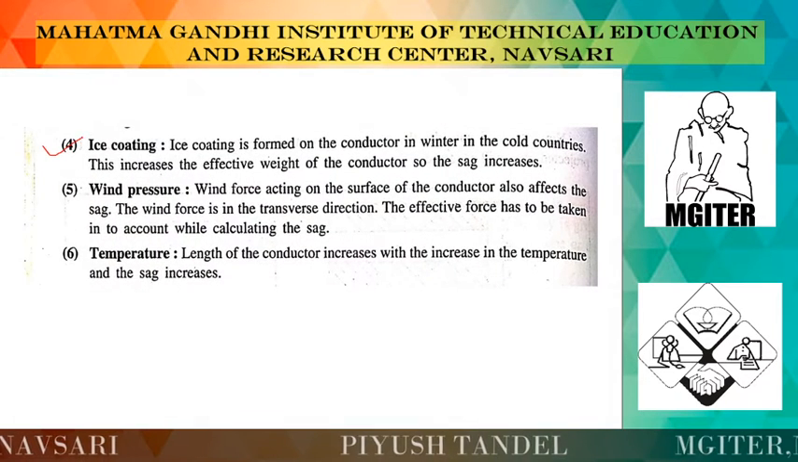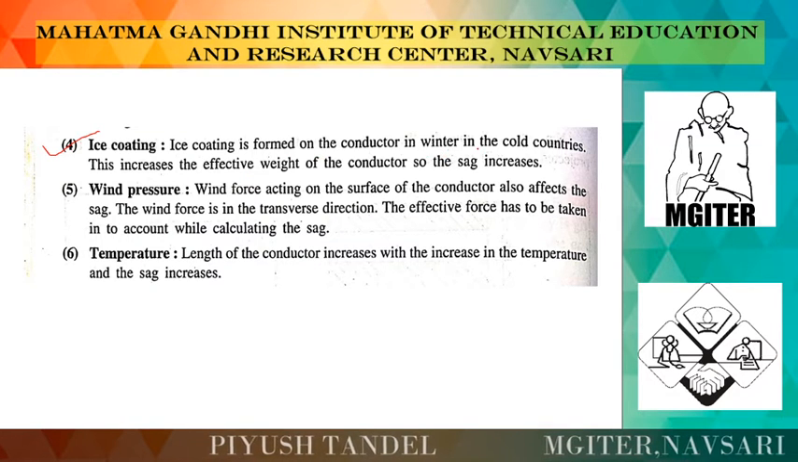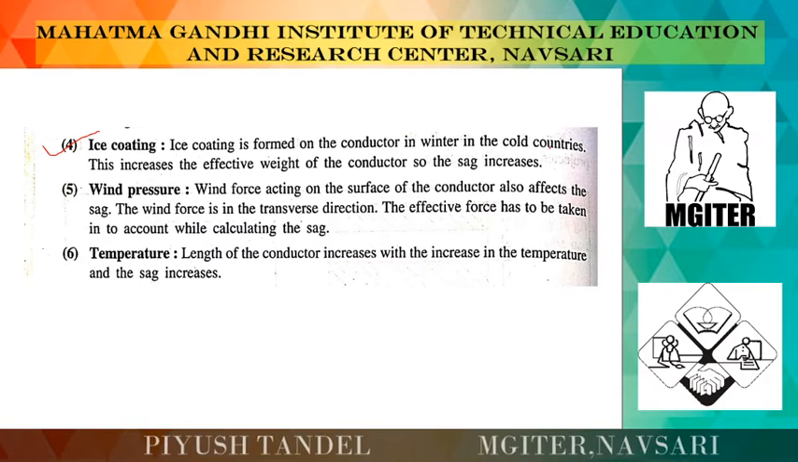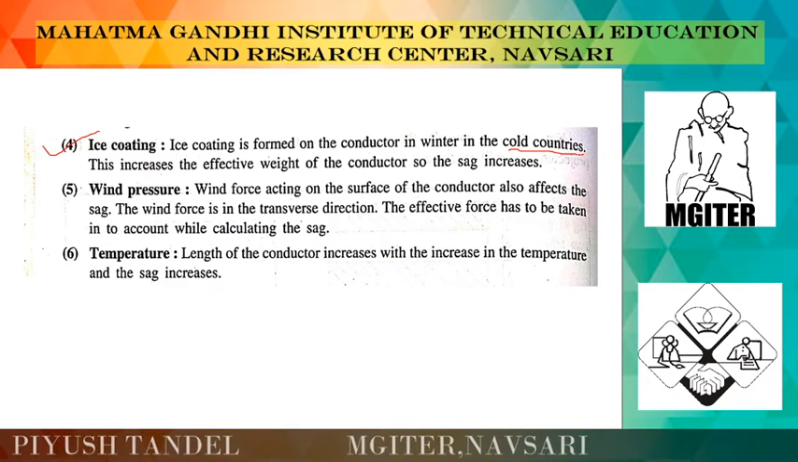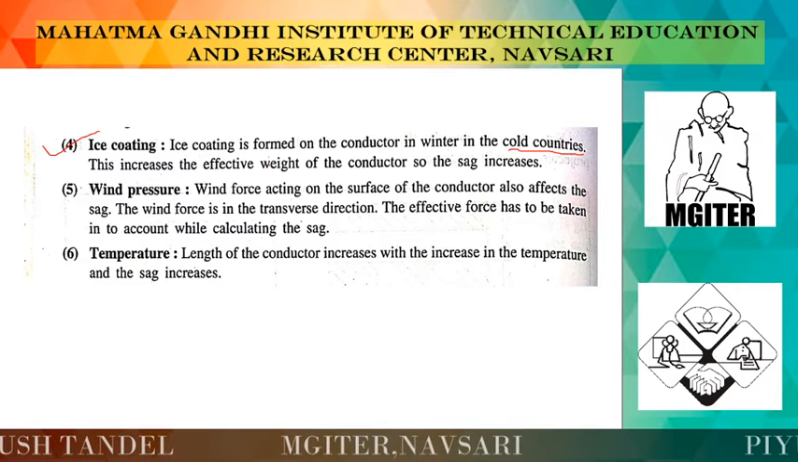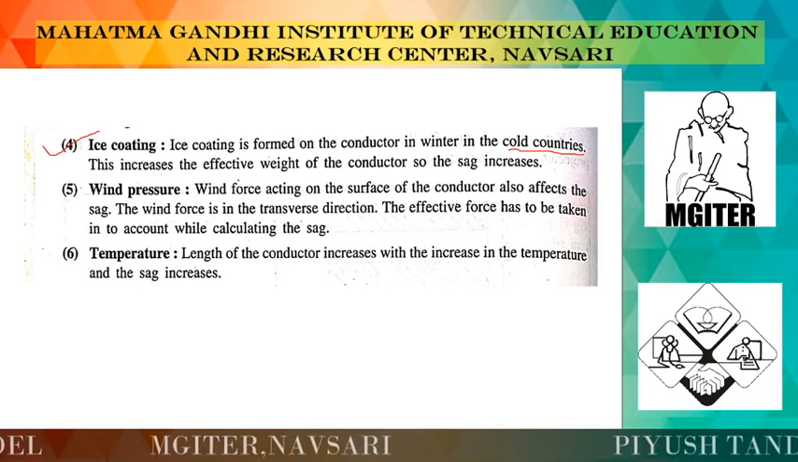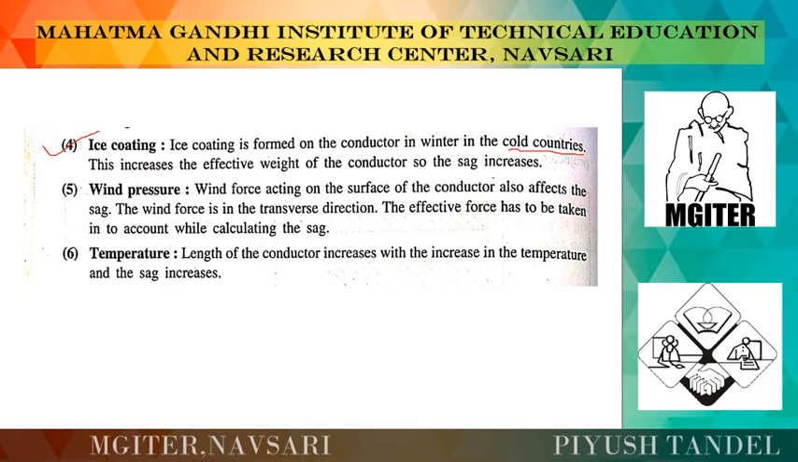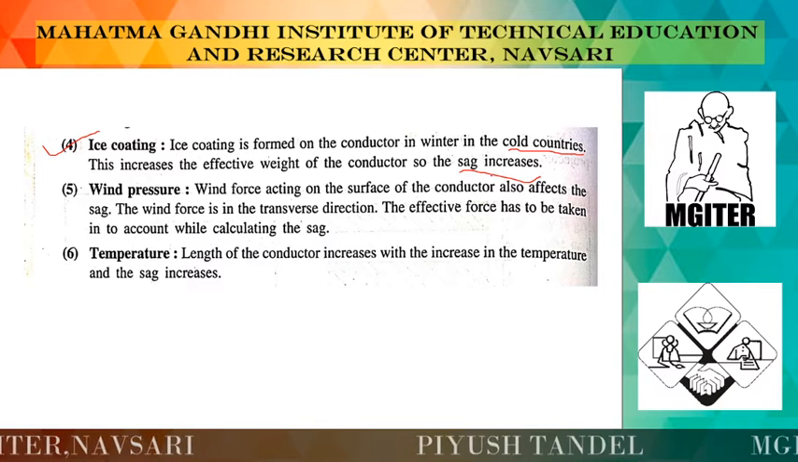Next, that is the ice coating. So ice coating is formed on the conductor in winter in the cold countries only. So in India we don't face this kind of condition, but in Jammu and Kashmir, Ladakh, Arunachal Pradesh and some other places in India we face such conditions, and this increases the effective weight of the conductor, so the sag is also going to be increased.